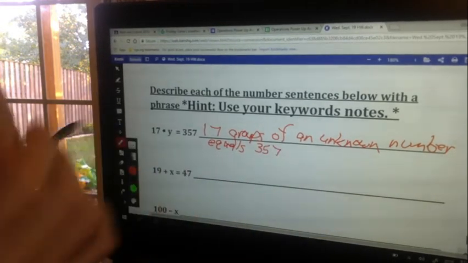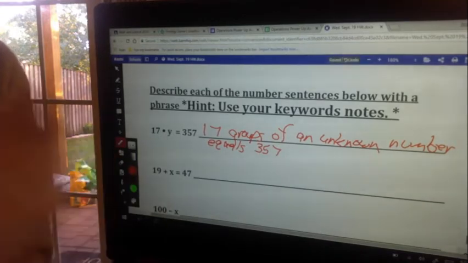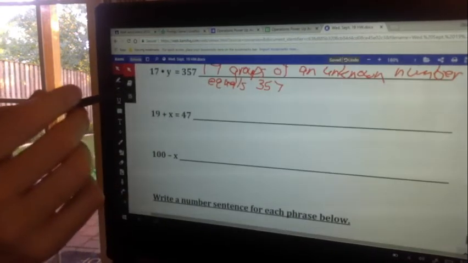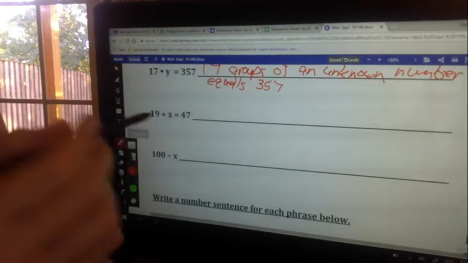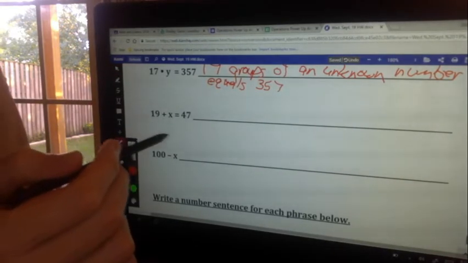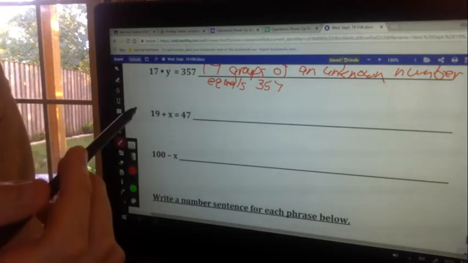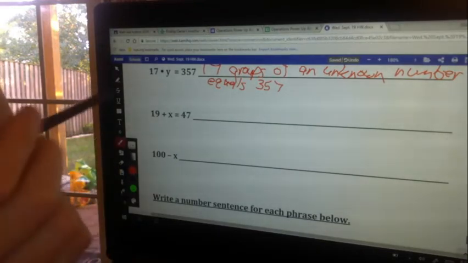And that's all I'm really looking for on those. Just a phrase that describes what's happening. So let's look at the second one. The second one is addition. I'm going to look at my notes and find a word for addition. One that I like to use for addition is sum.